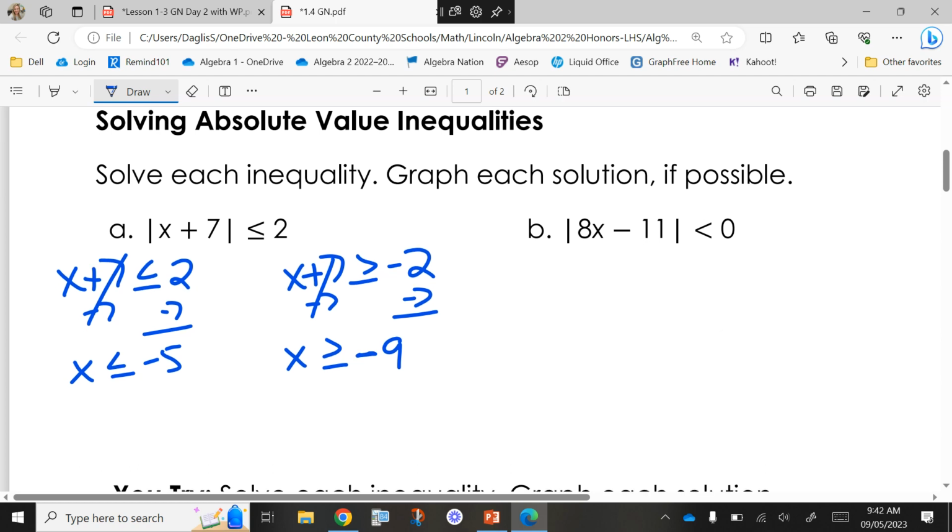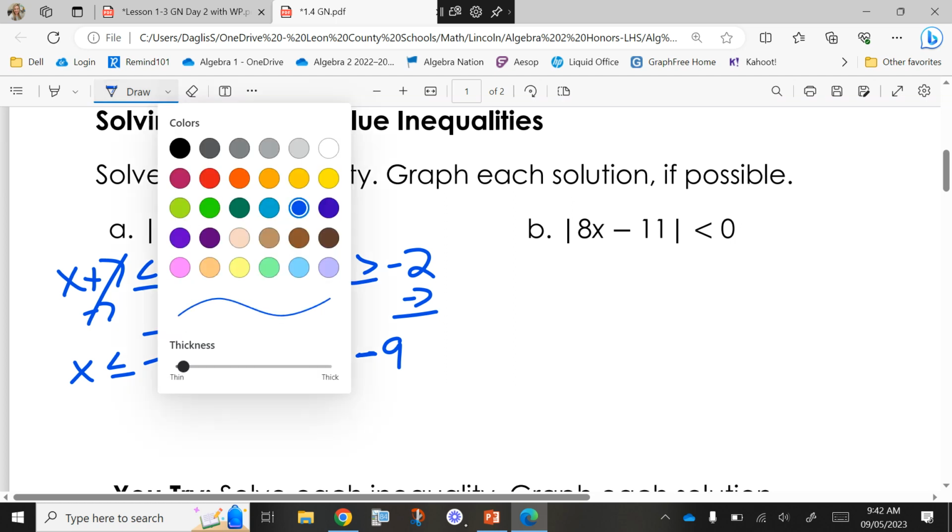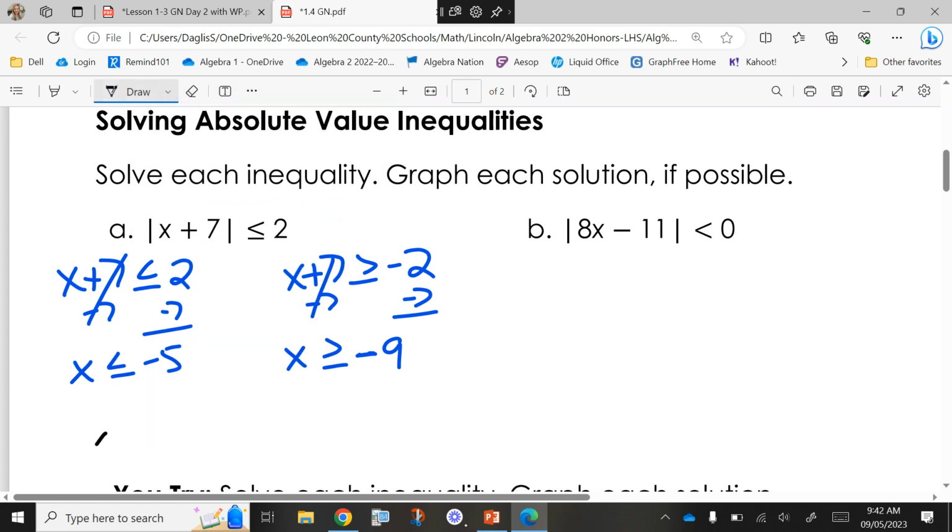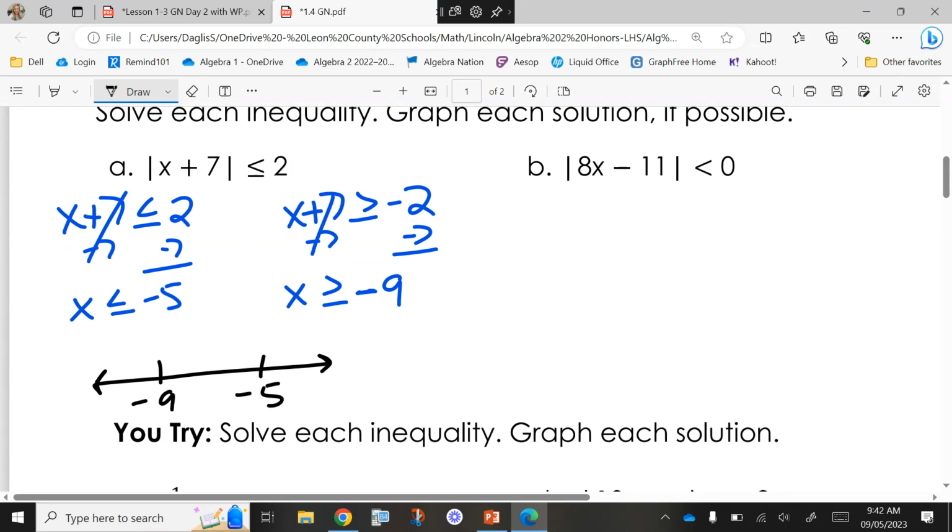All right, it says graph each solution if possible. We're going to use number lines today for that. So here's my number line. What are the only two numbers I really care about on my number line? Negative 9 and negative 5. Negative 9 is lower, it's going to go down here. Negative 5 is higher, it's going to go up here. Something else to remember about inequalities: when you graph them on number lines, you have either open dots or closed dots. Which ones are these going to have? Closed, because we're equal to.